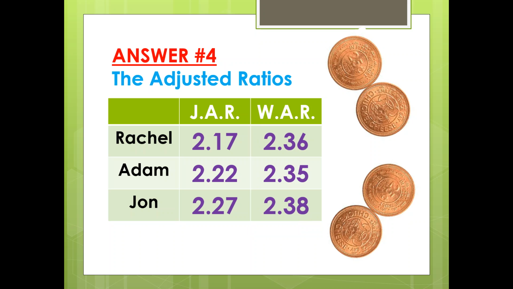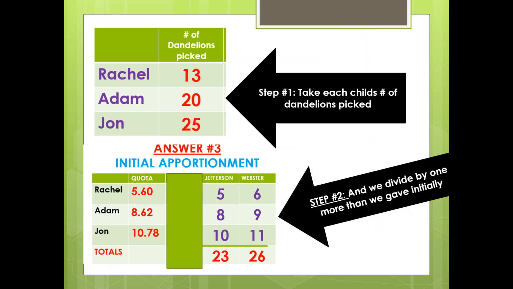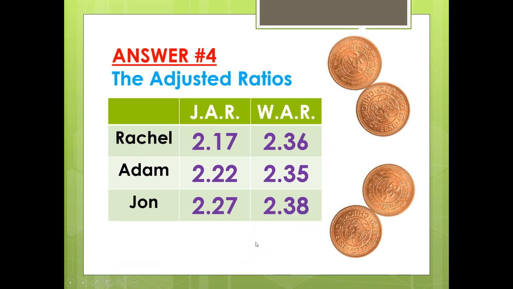All right, the next thing we need to figure out is how Webster did it. I'm going to back up a minute for you again. Webster would take the number of dandelions that the kids chose, and because he needs to take one of the tokens away, he's going to divide by 1/2 less than he initially gave. So 13 should be divided by 5.5, 20 should be divided by 8.5, and 25 should be divided by 10.5. If you do that, these are the calculations you get.